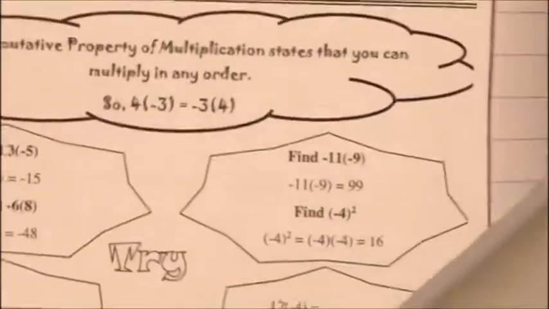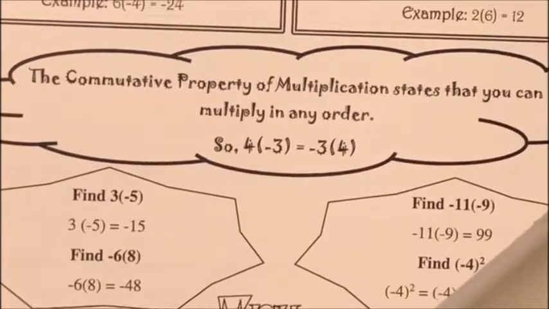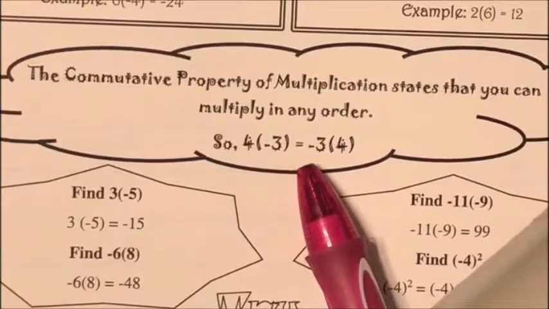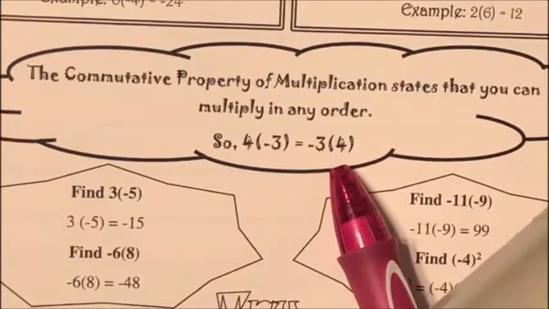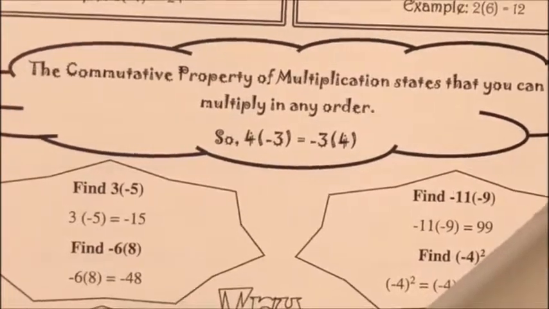The commutative property of multiplication states that you can multiply in any order. So 4 times negative 3 equals negative 3 times 4. They both would give you negative 12. Doesn't matter what order you put them in. So let's look at some examples.